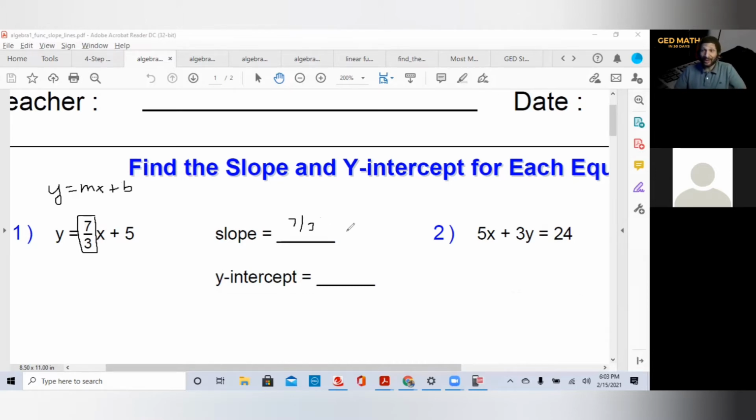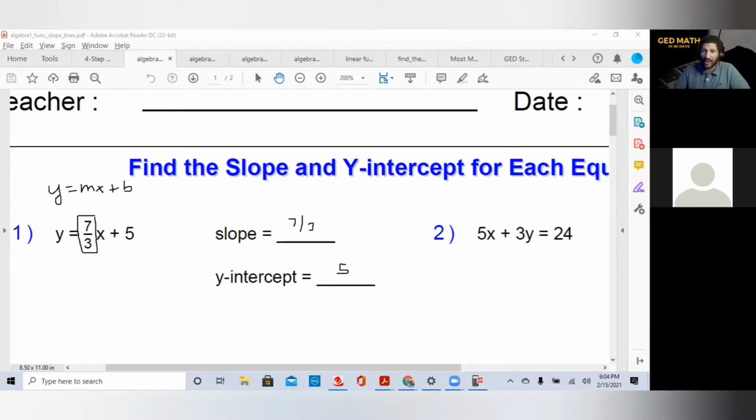That easy. That's how easy it is to find the slope if the equation is in slope-intercept form. The y-intercept is 5. So to find the slope from an equation in slope-intercept form, all you have to do is take the coefficient in front of the x. In this case, it's an improper fraction. Your slope is 7/3. Not hard or difficult at all.